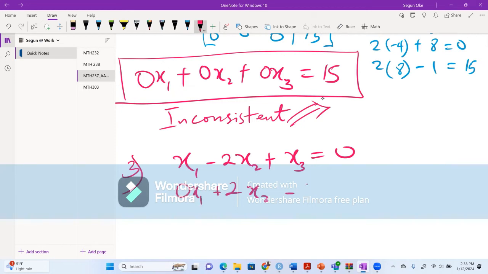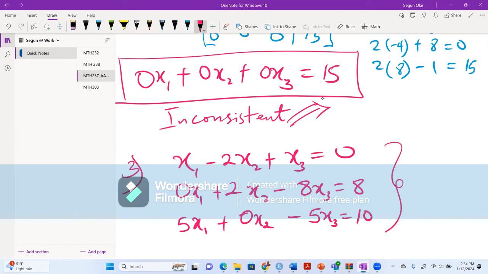Just say 0x1 plus... then have x1 plus... no, let's make this one equal to 8. This equals 10. So can we try this one?